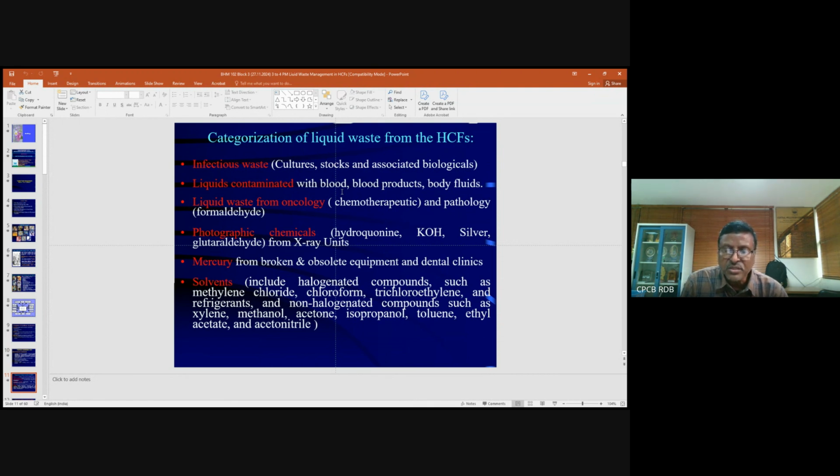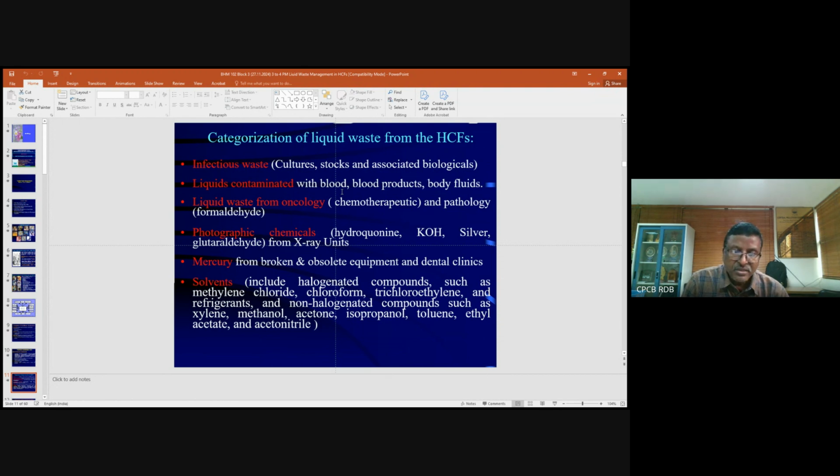Mercury from broken and obsolete equipment. Of course, this is also not possible nowadays because most hospitals have gone for digital thermometers and sphygmomanometers. Nobody is using mercury-based instruments. Only in emergency departments, I hope, they may be using mercury-based thermometers and sphygmomanometers in order to have an effective assessment of the temperature and BP of the patients.